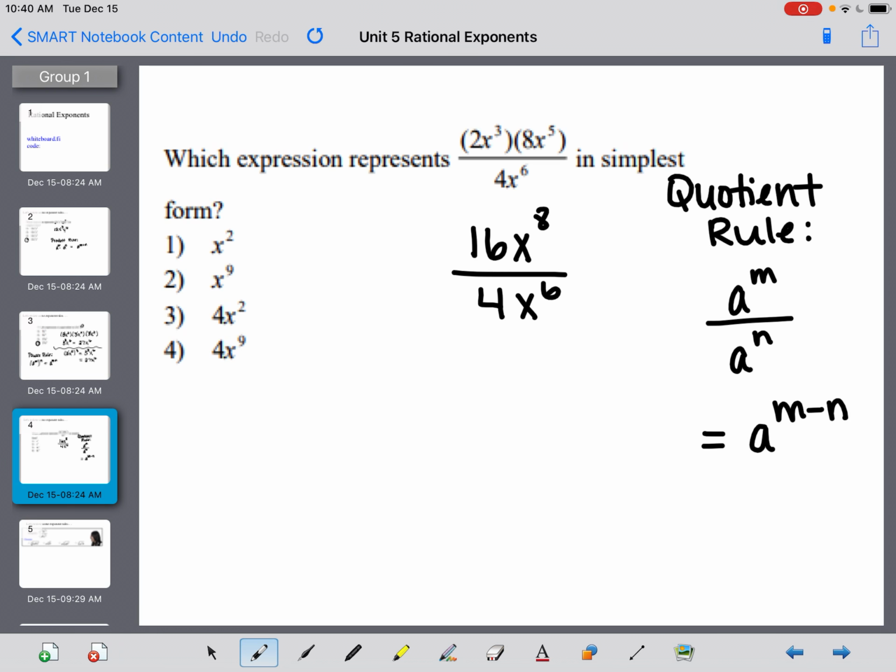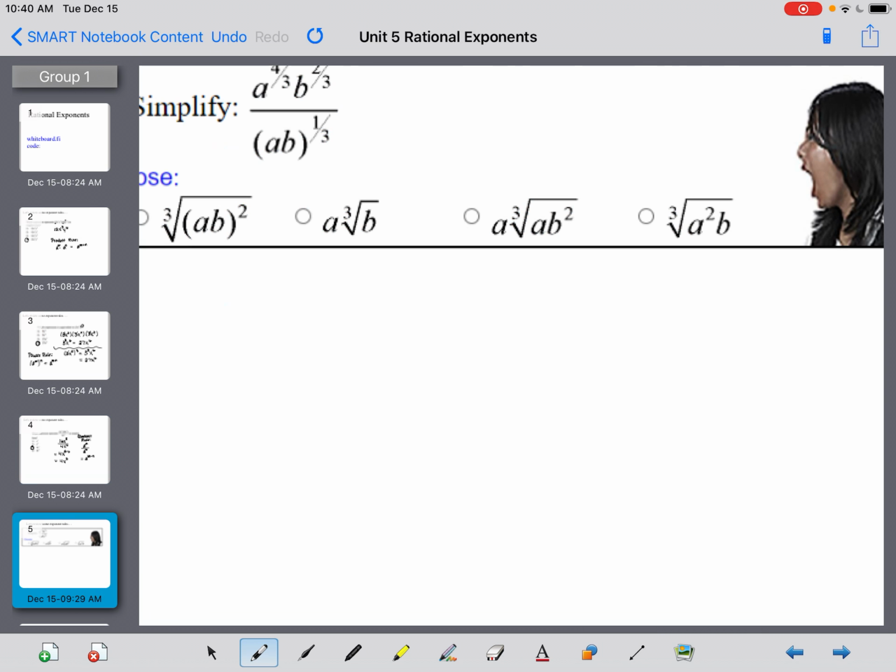So when I look at this problem, 16 over 4, they're not like bases, but they're both numbers. So I can divide to just get 16 over 4 would be 4. And then x to the eighth divided by x to the sixth should give me x to the 8 minus 6, which is where the final answer of 4x to the second comes from, since 8 minus 6 would give me a 2. So the product rule, the power rule, and the quotient rule are all rules you've worked with before.